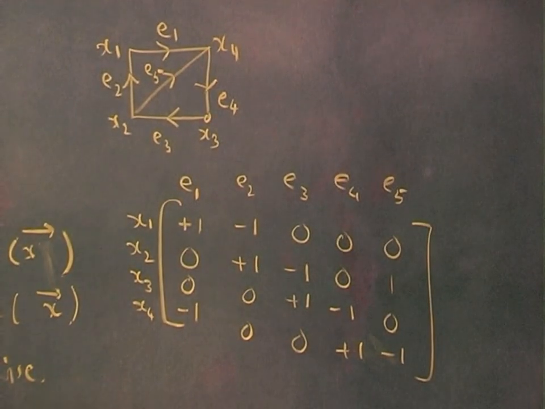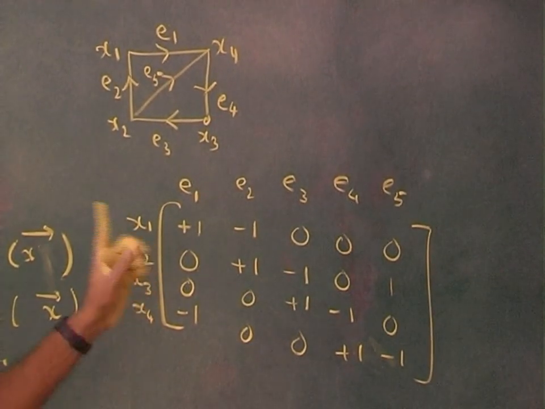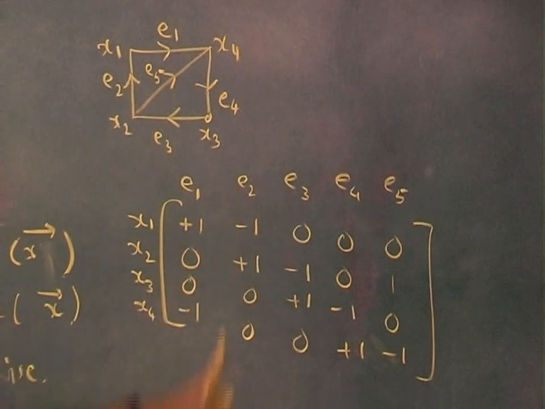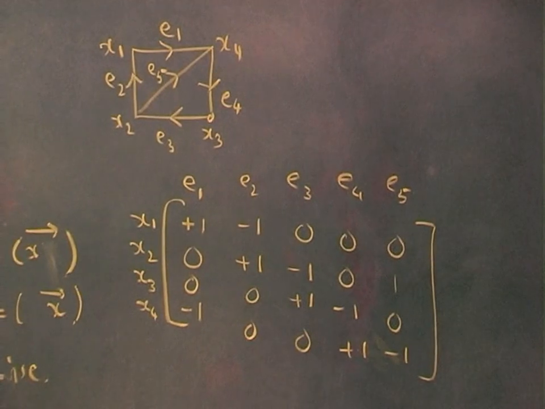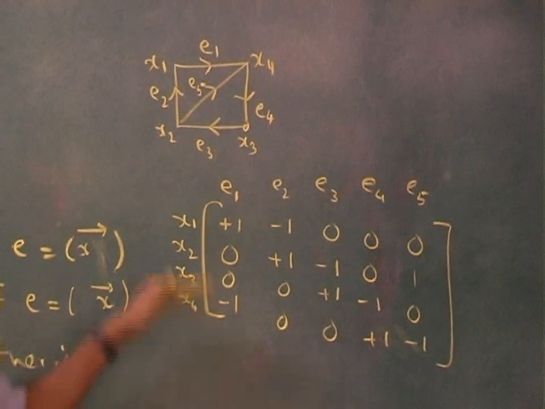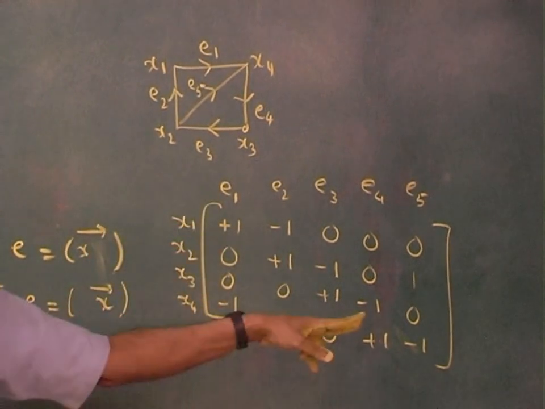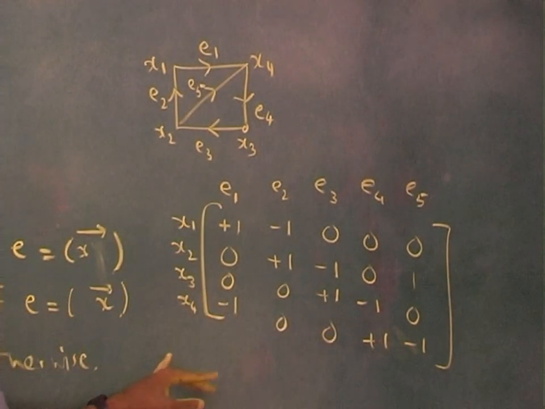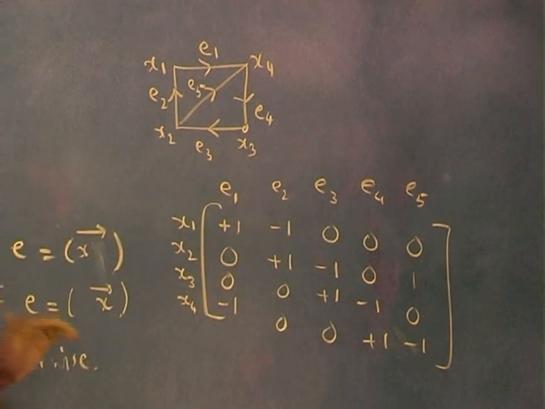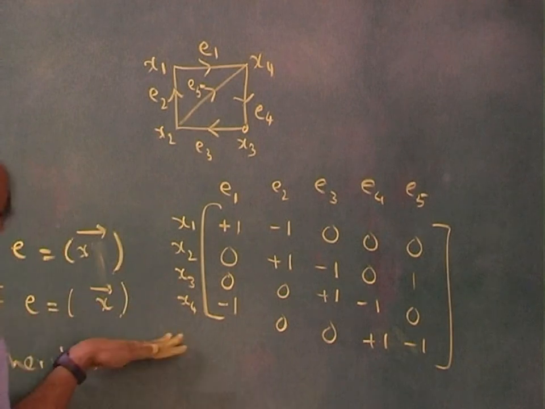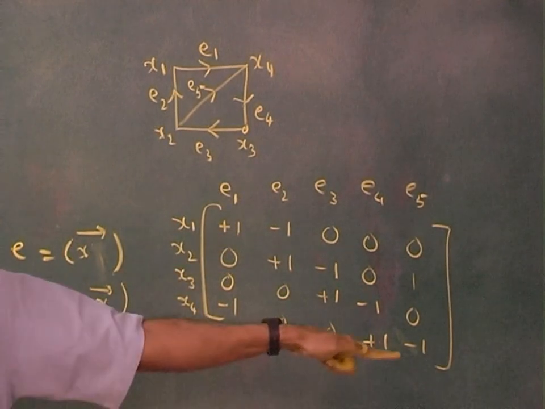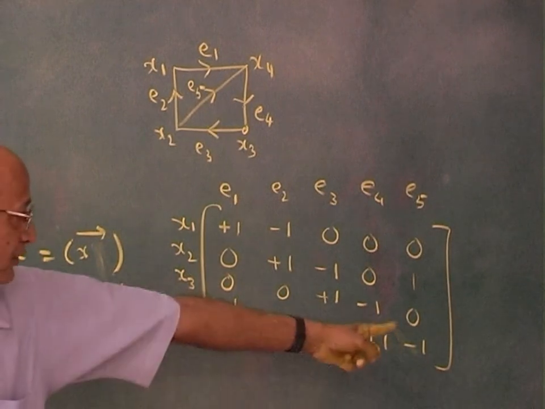Look at the way this construction is taking place. In every column, there is exactly one plus 1, one minus 1. The remaining entries are all equal to 0. Therefore, in each column, the sum will be equal to 0. Therefore, all the rows of this matrix add to 0, 0, 0. There are two ways of looking at this. There are 4 row vectors here. These row vectors add to a 0 row vector, 0, 0, 0, 0, 0.